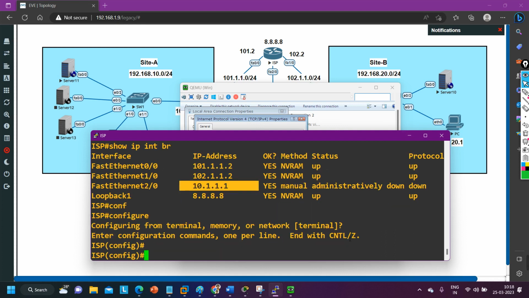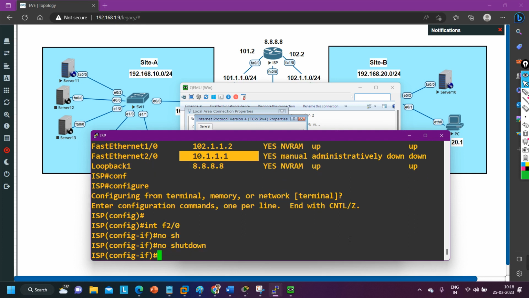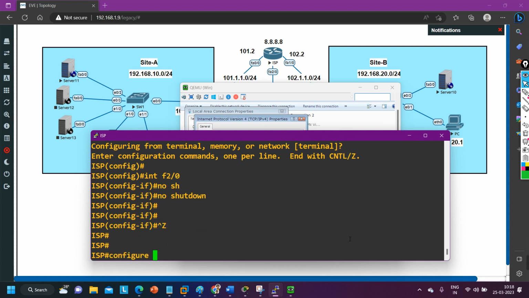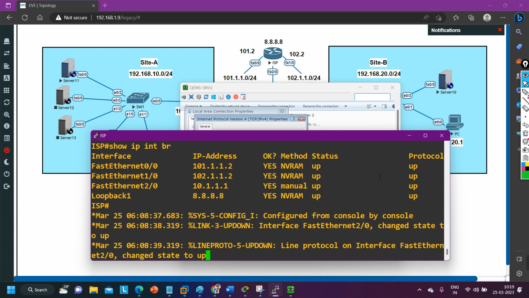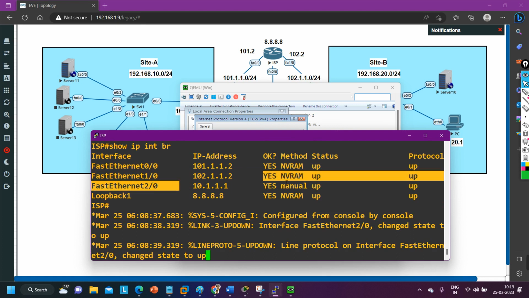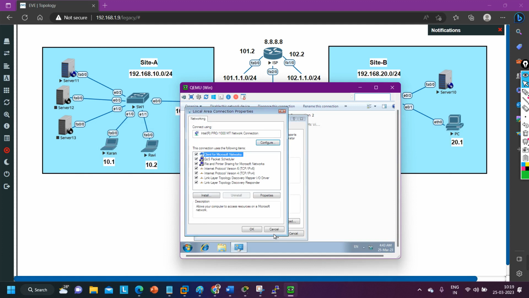So let me run the no shut command as well over here. Interface f2/0, no shut. Okay, now let me check whether the protocol and status are both up or not. So yes, now you can see protocol as well as status are both up. Now the gateway will be 10.1.1.1. Let me hit OK over here.